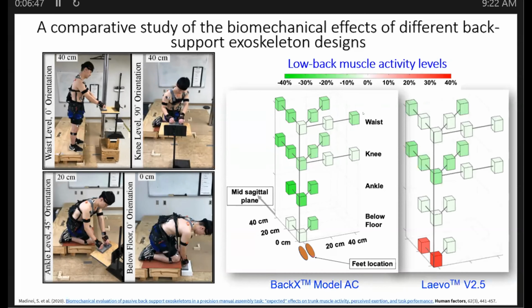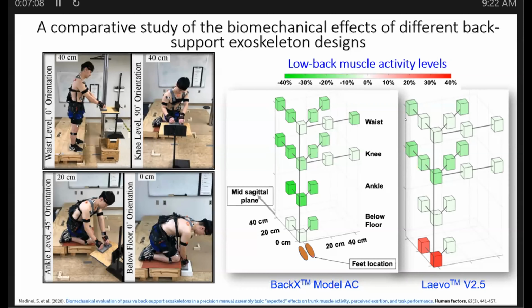As you can see here, broadly, both exoskeletons were effective, but the extent to which they were effective varied based on what specific tasks people were doing, in the sense that the height of the target locations and the distances from their body and whether they had to twist their trunk or not changed a lot about what we're looking into.